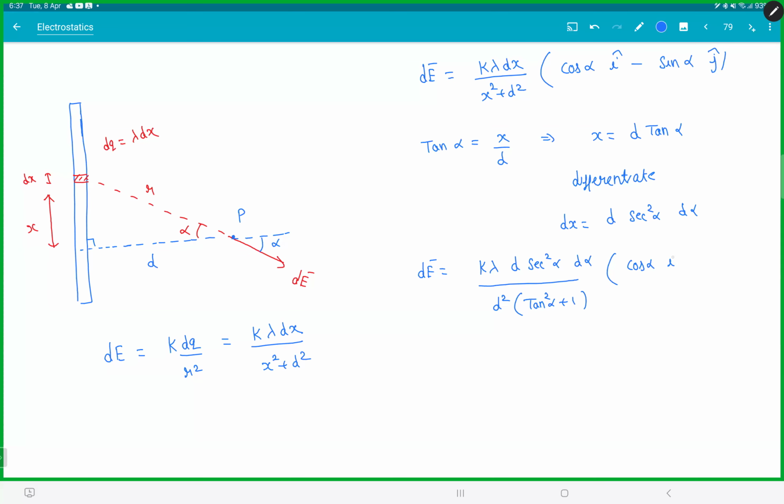This will be cos alpha i cap minus sin alpha j cap. So the secant square alpha in the numerator and in the denominator, from 1 plus tan square alpha, will cancel off. We end up with dE equal to k lambda by d, integral of cos alpha d alpha i cap minus sin alpha d alpha j cap. There, the integration has become quite easy actually. All that x and everything is gone. The integration finally came out to be a simple cos alpha and simple sin alpha integration.